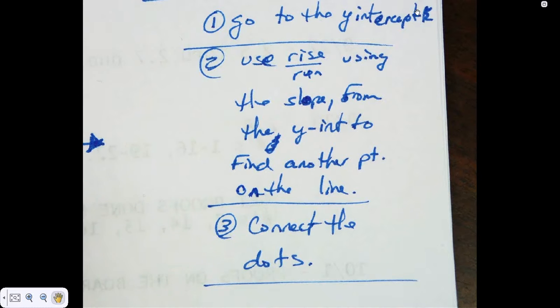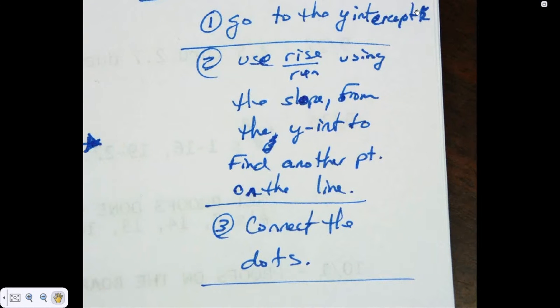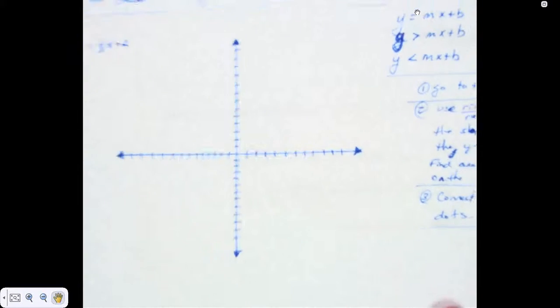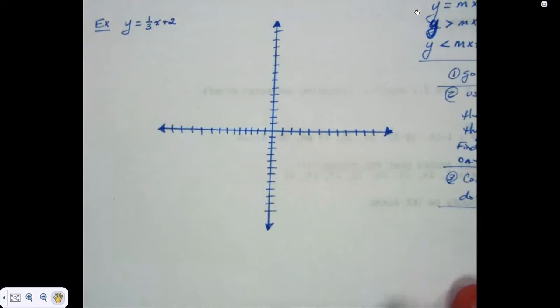Example, the first one we're going to do, we're going to graph y is equal to 1/3x plus 2. If you could zoom out. Has everybody got this down? Okay. So that's our steps we're going to do. The first thing we're going to graph is that.